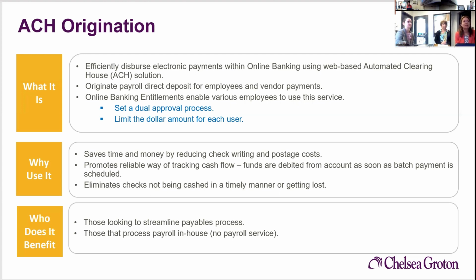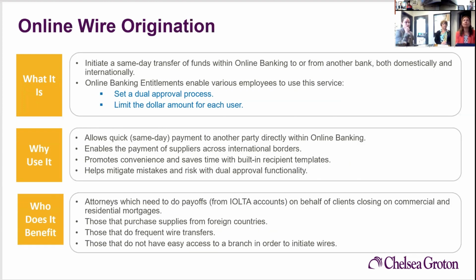And ACH origination, I would say in today's day and age, is becoming more and more popular as you think about all the different electronic payment methods that we're accustomed to as a personal customer. ACH origination, I would say, is really that capability for a business to be able to accomplish a lot of the easy electronic payment type behavior that we've become accustomed to as personal individuals.